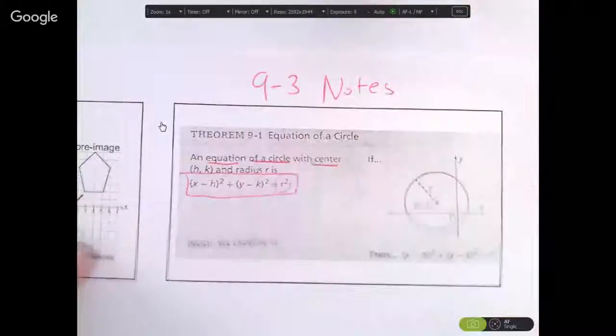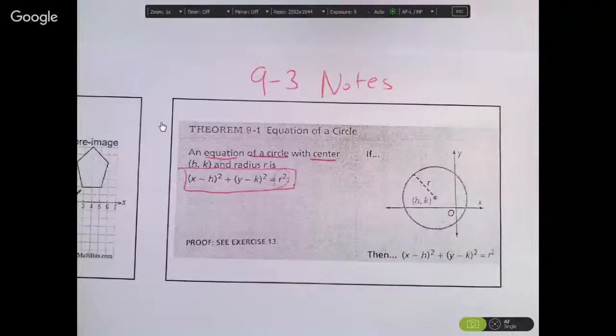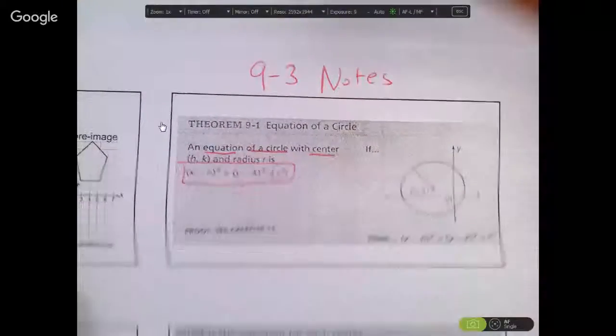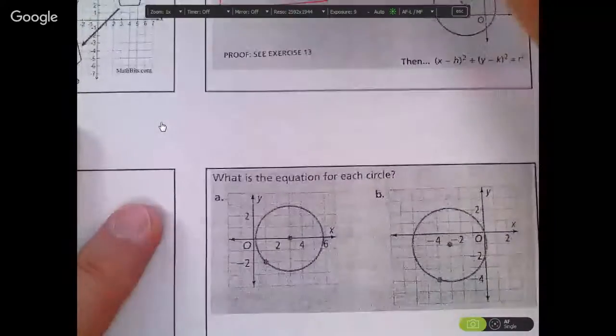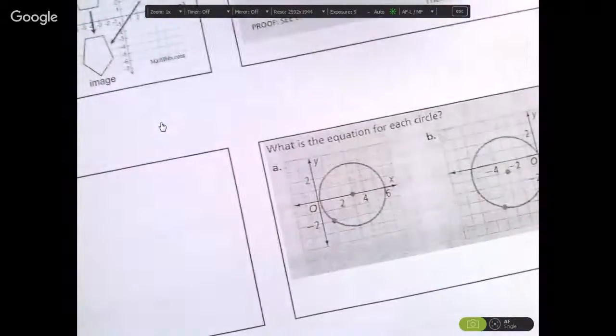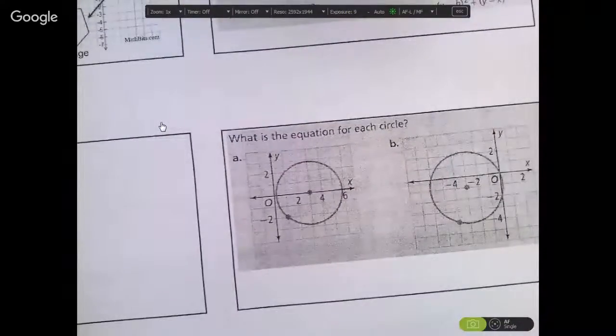Equation of a circle. Why do you need an equation for the name of it? This is just something you have to know. So let me show you how we write it. Okay, so go down to question A. What is the equation? If you know the equation, it's really not that hard. If you don't know the equation, it's basically impossible.